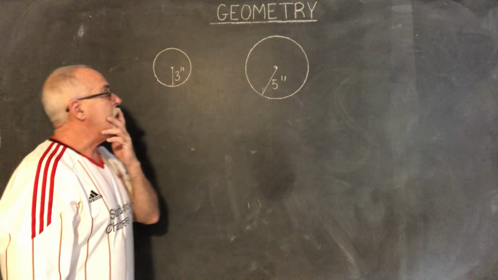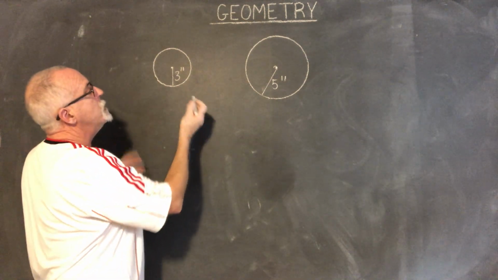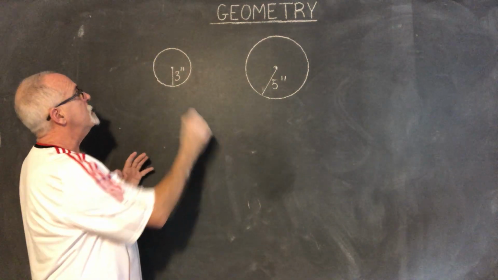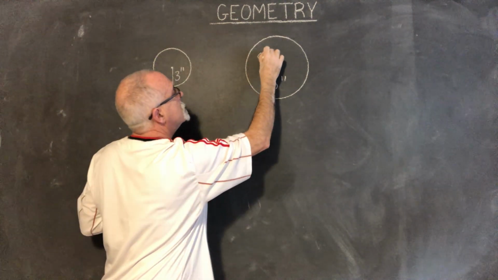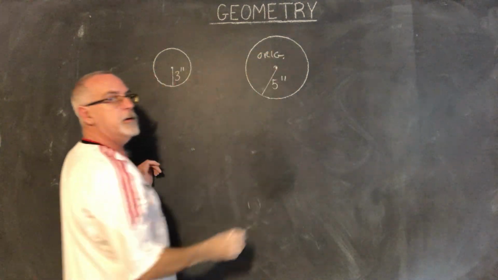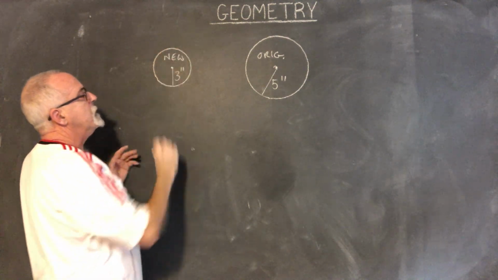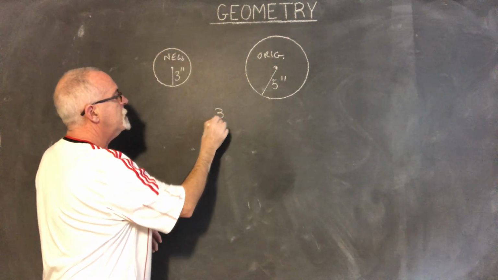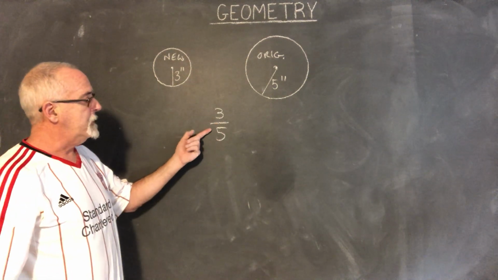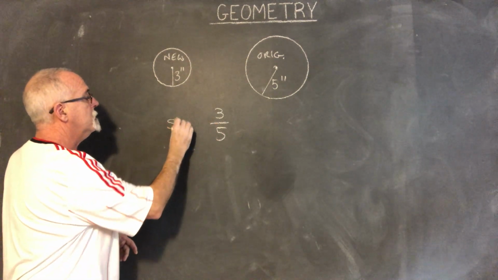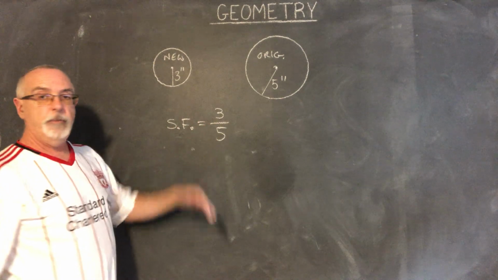We know all sorts of things about circles, so which is the new, which is the original? For a change, I'm going to say my original is over here. Remember? Doesn't have to always be on the right. The new can be on the left. So new over original is 3 over 5. I have a scale factor which is already reduced. So 3/5 is the scale factor.